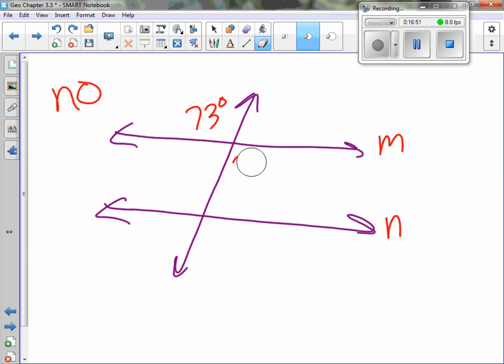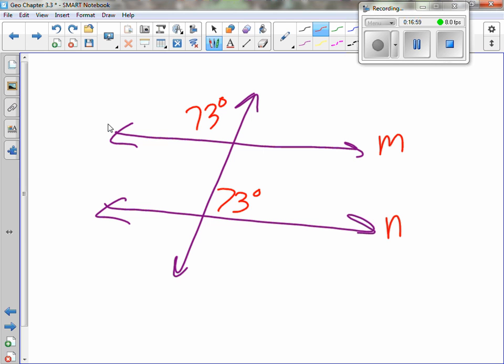Now, okay, I'm going to change it to this here. So did I change it from being no to yes by doing that? Let's take a look. I'm going to draw in a different color just so we can see. So if these two lines were parallel, this 73 and this one here would be the same, yes? Because they're corresponding. That also means this would be 73, this would be 73, yes?